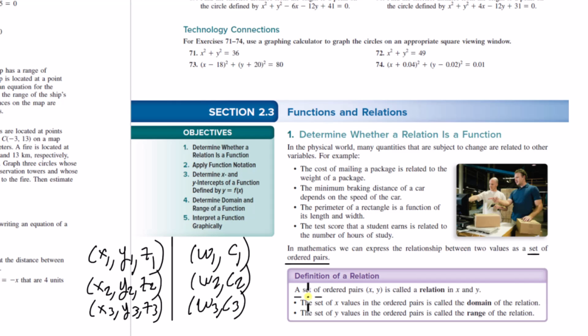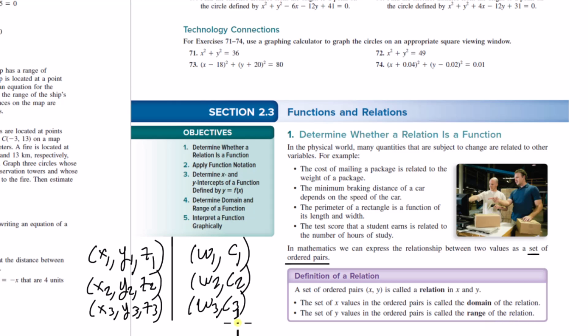So a set of ordered pairs x, y is called a relation in x and y. This is a relation in w and c. This is a relation in x, y, and z. This is a set of 3 ordered pairs. This is a set of 3 ordered triples. The set of x values in the ordered pairs is called the domain of the relation. The set of y values in the ordered pairs is called the range of the relation.